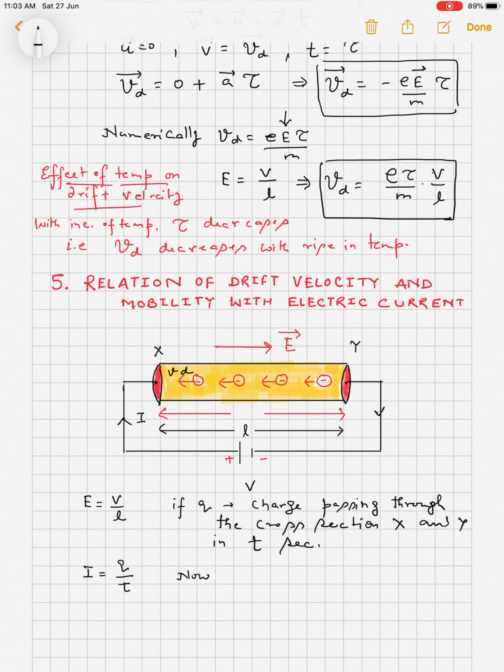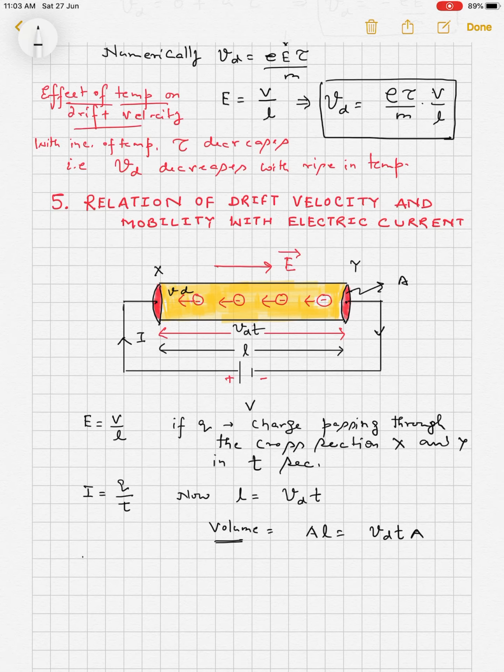Now this L is equal to speed, that is velocity into time. So L equal to vd t. A is the area of cross section. So the volume of the conductor is A into L, that is vd t A. This is the volume.